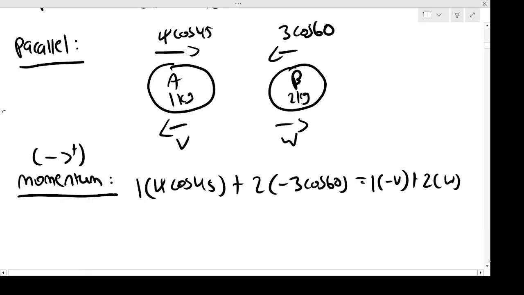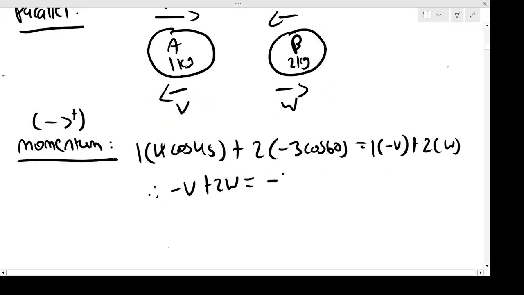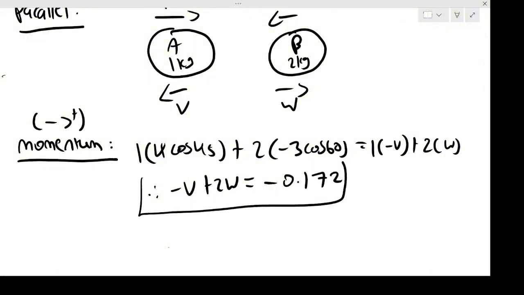Hopefully you're happy with this momentum here. It's literally how we do momentum with 1D collisions, and we can simplify this equation. We get minus v add 2w to be minus 3 add 2 root 2, in exact form. But actually the answer doesn't mind decimals here because you're going to get quite nasty numbers. So as a decimal, that is minus 0.172, and that's my first equation there. Hopefully happy with that. It's the standard way we work out momentum for 1D collisions, exactly the same process.